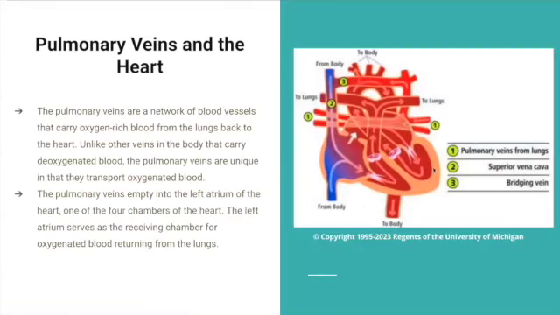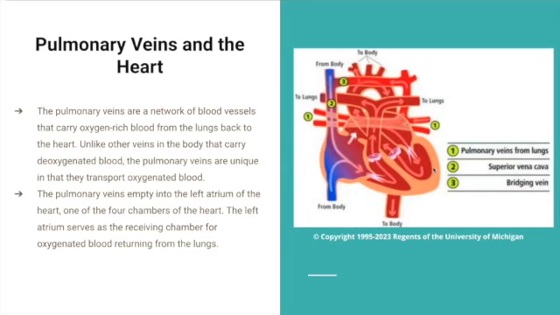The pulmonary veins are a network of blood vessels that carry oxygen-rich blood from the lungs back to the heart. Unlike the other veins in the body that carry deoxygenated blood, the pulmonary veins are unique in that they transport oxygenated blood. As blood flows through the pulmonary capillaries surrounding the alveoli, oxygen molecules diffuse into the bloodstream and bind to hemoglobin within red blood cells.